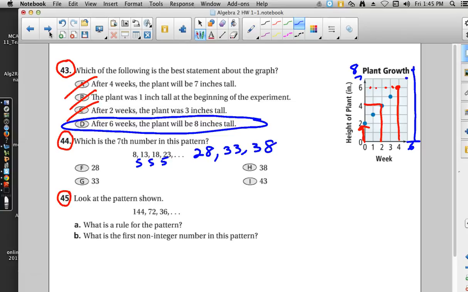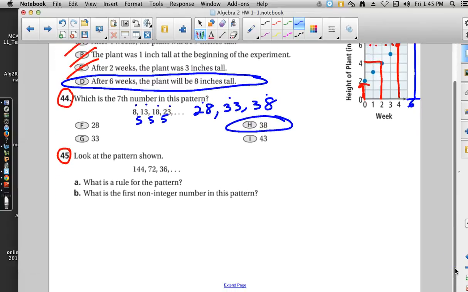They wanted the 7th one. 1, 2, 3, 4, 5, 6, 7. Bingo. There it is. H is 38. Number 45 says, look at the pattern shown. 144, 72, 36. All right. Well, if you didn't notice right away, what you'd want to do is say, subtraction, is that going to work? Well, let's see. 144, I'd have to subtract 72, but 72 minus 72 is not 36.